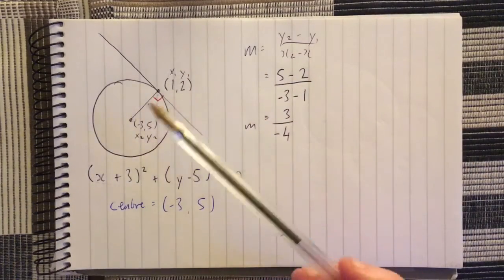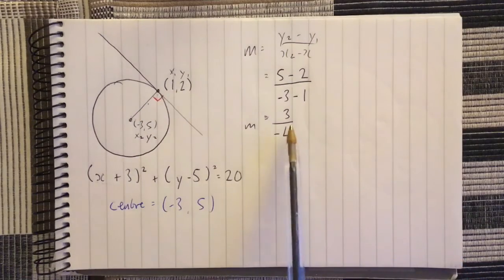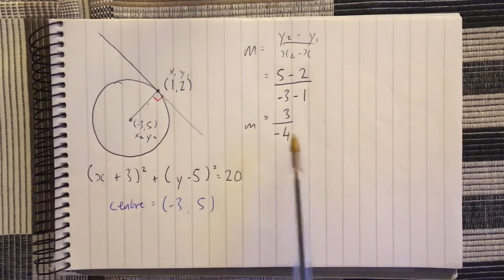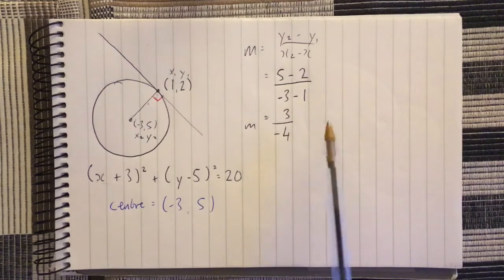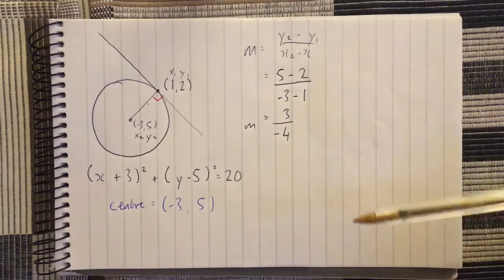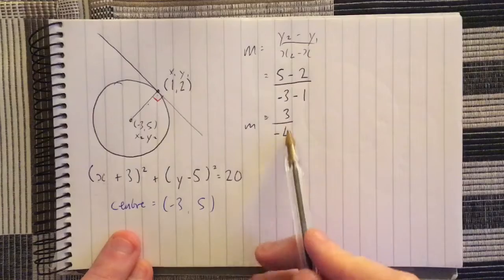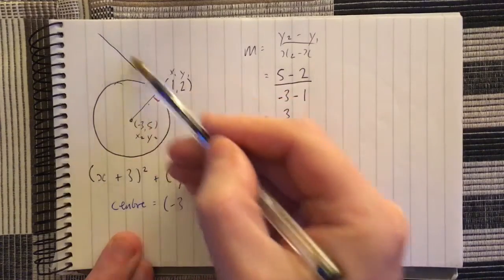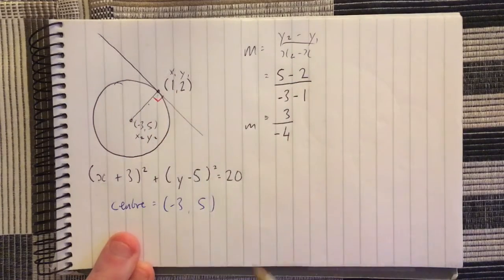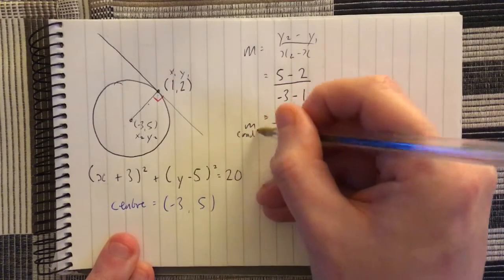To get the slope of your tangent, you now need to flip this and change the sign. A few people were just subbing this into the equation of the line formula, and they were doing the question perfectly other than this. So this is the slope of the radius. I want the slope of the perpendicular line.